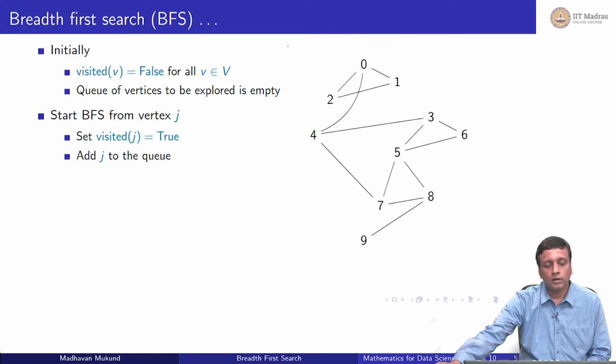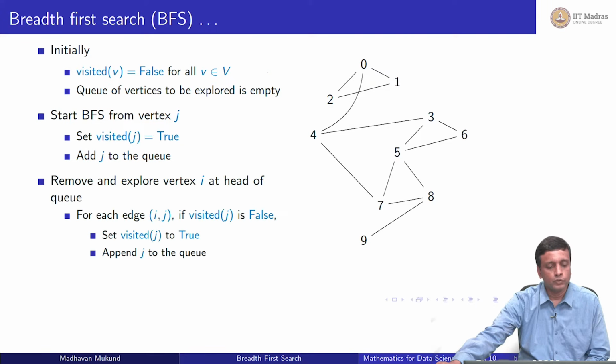So suppose we start our BFS from a vertex j, right? So what we will do is initially we will set visited of this vertex to be true because we start there. So we have visited that vertex and now we have to explore it, right? So what we do is we just put it into the queue because our procedure is going to be to systematically explore all the vertices which are in the queue. So we set the visited of j to true and we add j to this queue.